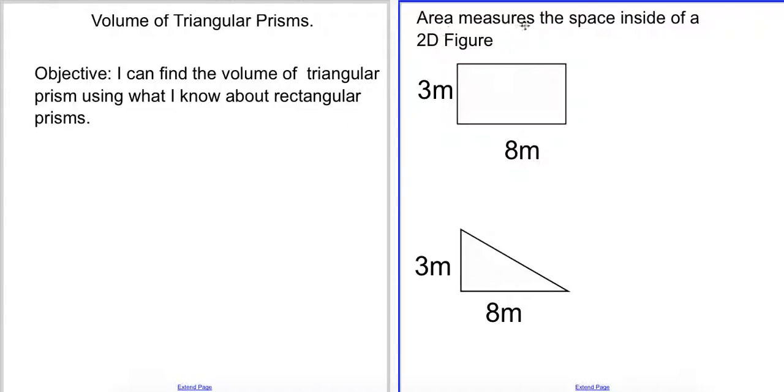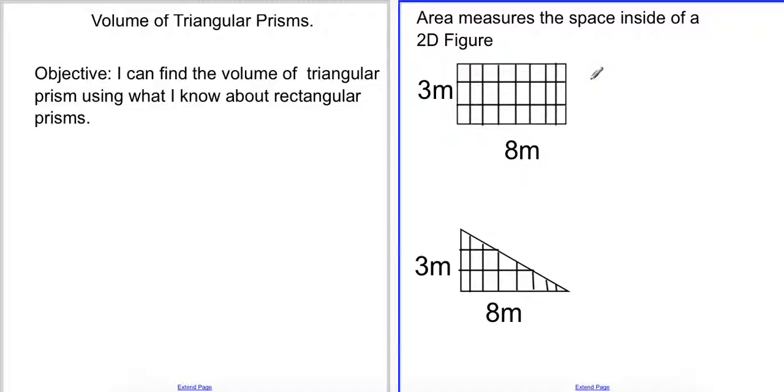It's important to remember that area measures the space inside of a 2D figure. So we have a rectangle here and a triangle, and if you notice they have the same dimensions. Its height is 3 meters, and the width, or the base of the figure, is 8 meters. And I'm just going to give you this little visual to see what that actually means. So we're looking for the spaces within this shape. As you can see, because the length is 3 meters, we have 1, 2, 3 blocks, and we have 8 rows of those 3-meter blocks.